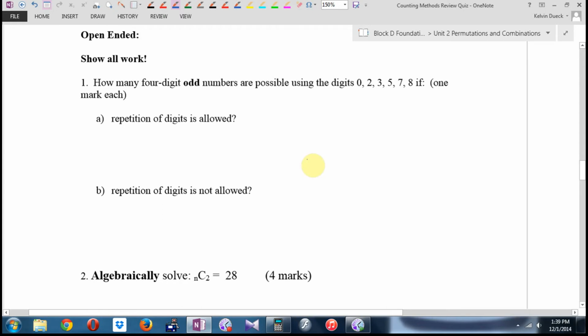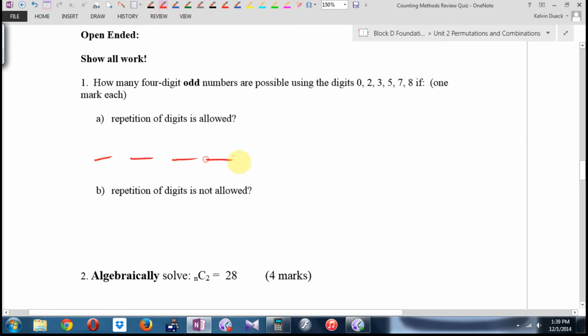Open-ended. Number 2 is particularly nasty. If you had trouble with number 2, don't freak out too much. Number 1, how many 4-digit odd numbers are possible using? Okay, so there's my Scrabble bag. And if they want to, how many digits? This is fundamental counting principle. Brendan, I'm going to draw a blank.